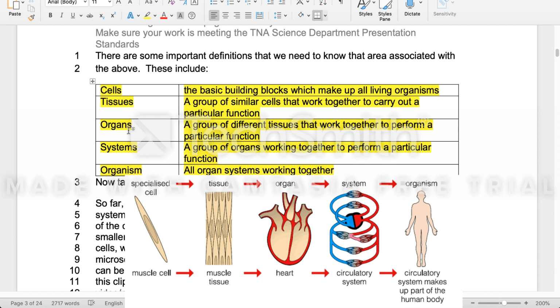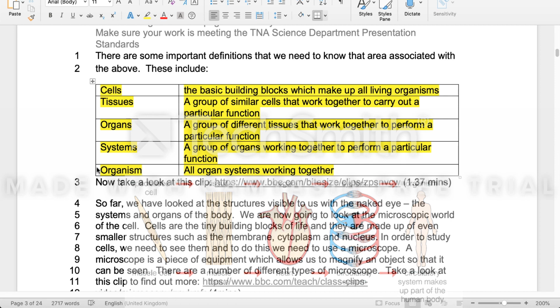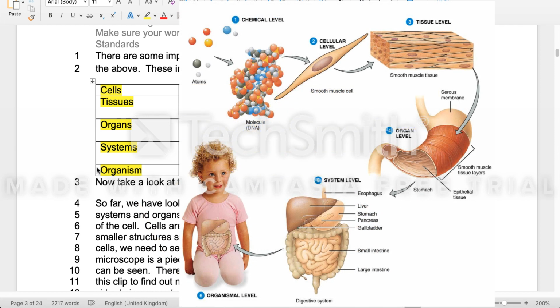Now, here's where it gets a little bit more complicated, because an organ system has a bunch of different organs working together. Okay, so let's take your digestive system for example. Your digestive system is made up of a lot of different organs, such as your stomach, your liver, your pancreas, your large and small intestines, and all of them are made up of different types of tissues, right? Because your stomach tissue is going to be different from your small and large intestine tissue. Okay, but they're different organs, right?